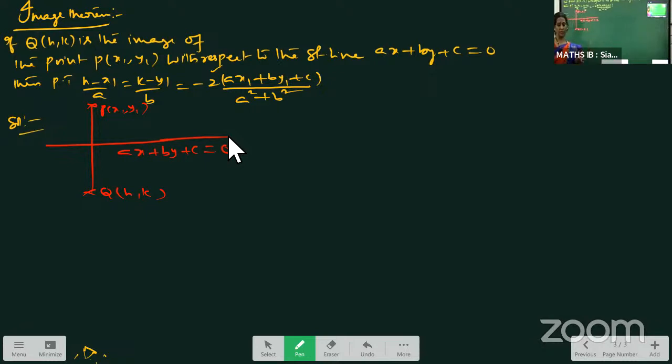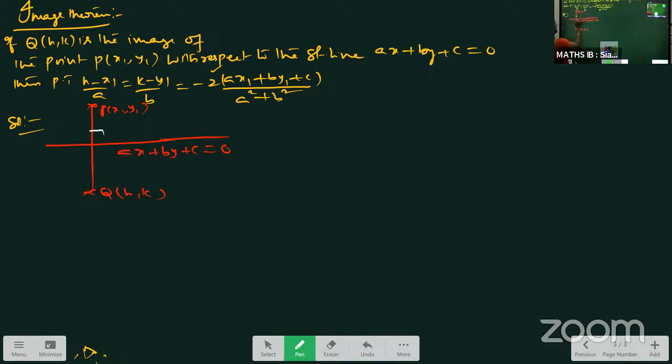Just now in the first explanation, I told you that h is equal to ar plus x1 and k is equal to br plus y1. Both are the same for the foot of the perpendicular and the image theorem. So the same process we are doing once again. So those of you who didn't understand in the previous question, now try to understand this.